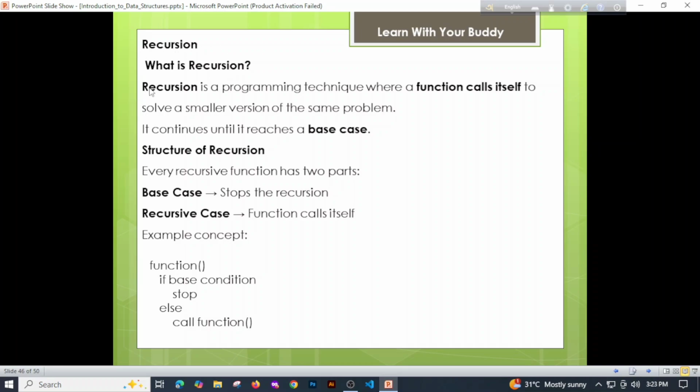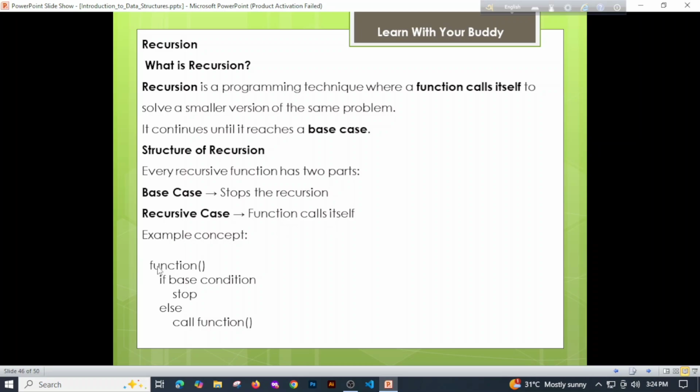Well, recursion is a programming technique where a function calls itself to solve a smaller version of the same problem, and it continues until it reaches a base case. Now, the structure of a recursion is that every recursive function has two parts: base case and recursive case. Well, the base case stops the recursion, and the recursive case means it calls the function itself.